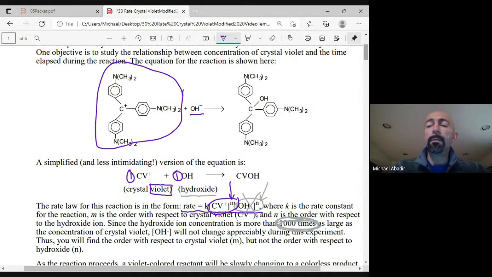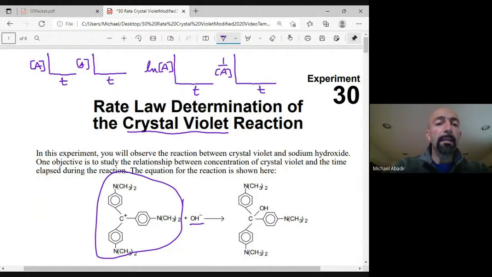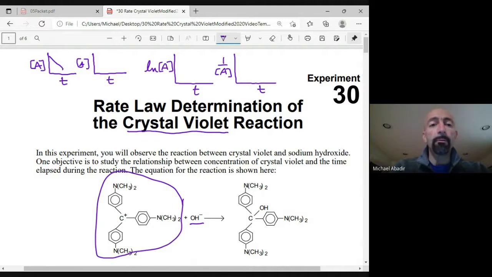So what we need to be able to measure is the concentration of crystal violet over time and come up with a graph. If we come up with a graph that comes out to be a straight line, then it's going to be zero order right off the bat. If it comes out to be a curve, then we know it's got to be either first or second. So we would try the ln, and if that's a straight line, that would be first order. And if we try 1 over concentration versus time and it's a straight line, then it's going to be second order.